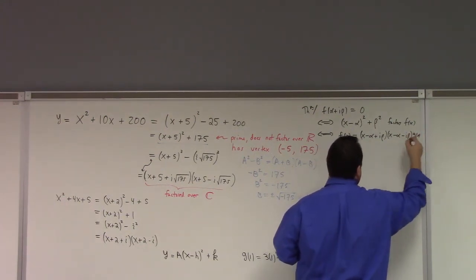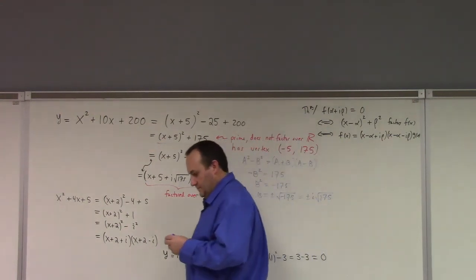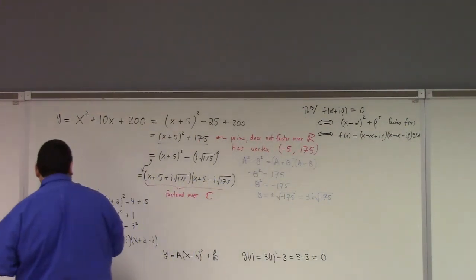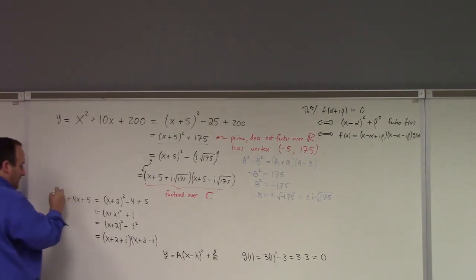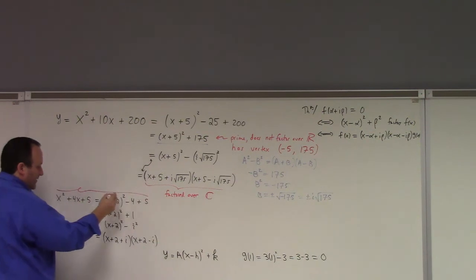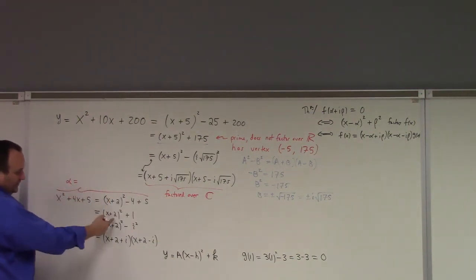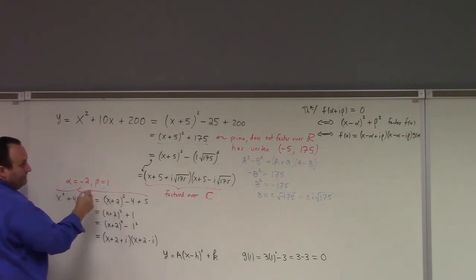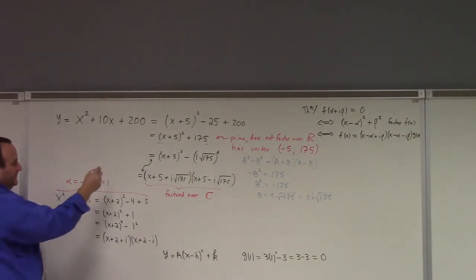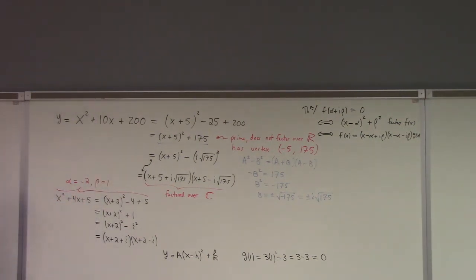And what's alpha and beta supposed to represent? The real and imaginary parts of the zero. It depends on the problem, but for the second example here, we ended up with alpha equals -2 and beta equals 1. The first one I worked today, what's alpha and beta? Can you guys tell me?